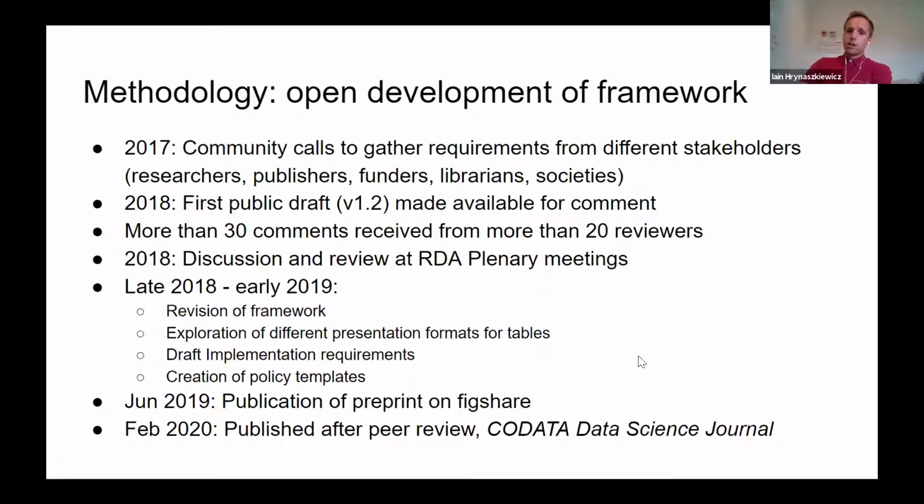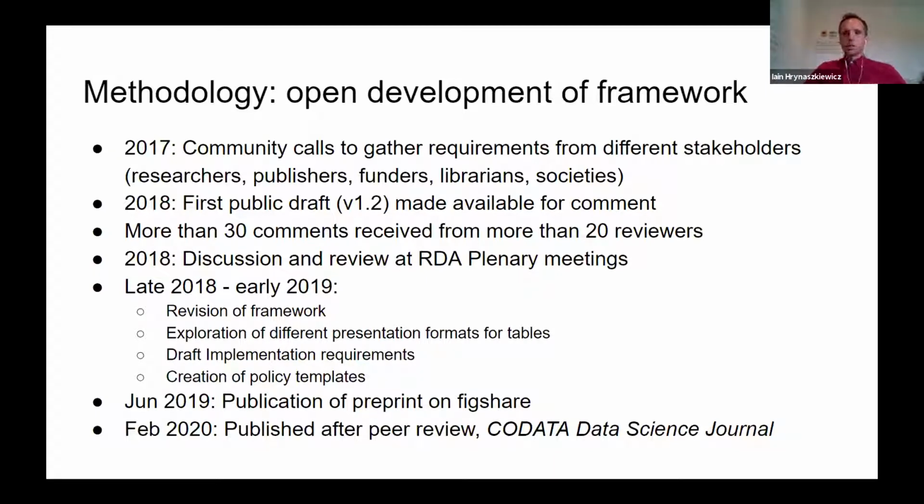So our first project, our first assignment began in 2017, and it was to develop this research data policy framework that we've referred to a few times already today. The methodology was open and collaborative, started with calls with the community, various different stakeholders, gathering requirements, what would the needs or the expectations be of researchers, publishers, funders, librarians, societies for the features of research data policies. Also coupled with that was a lot of exploring the landscape of what publishers and journals had already been implementing.